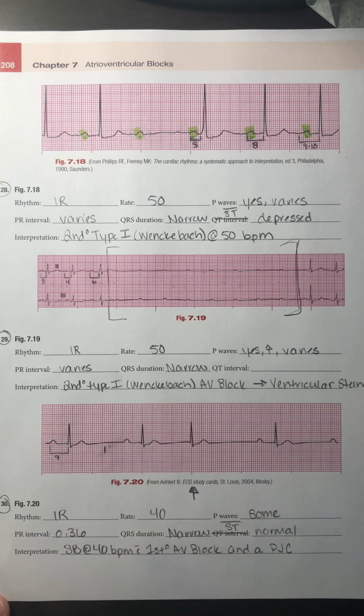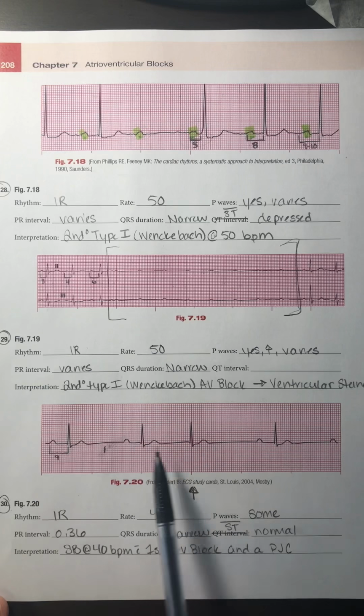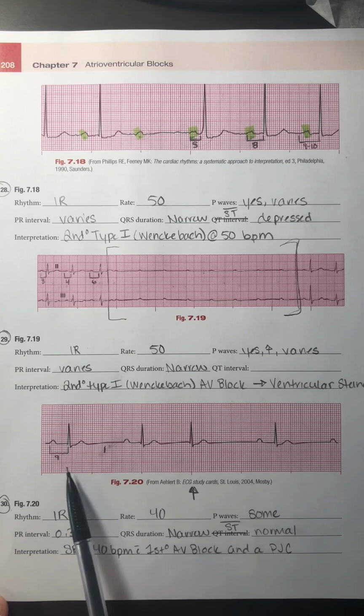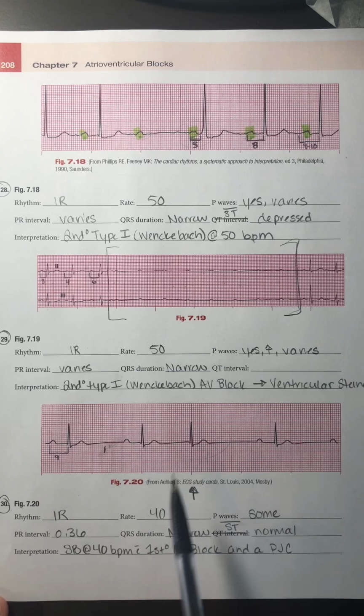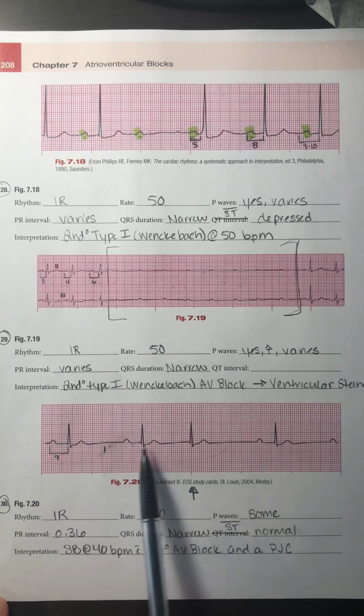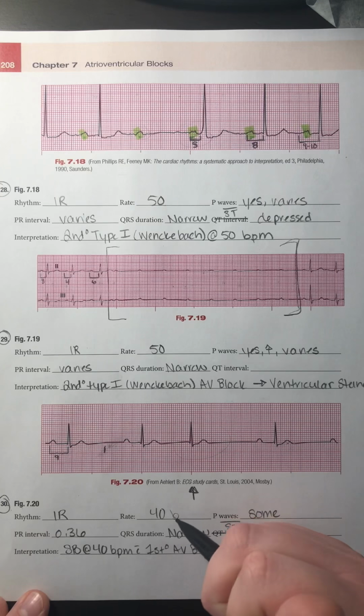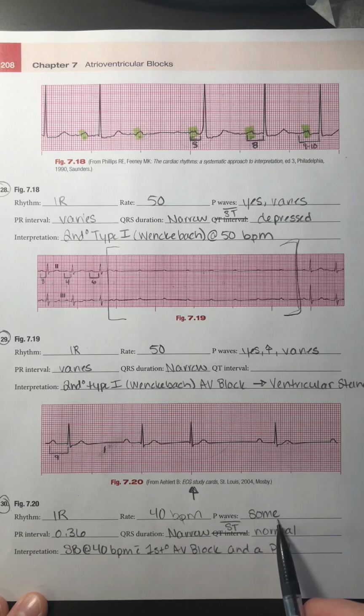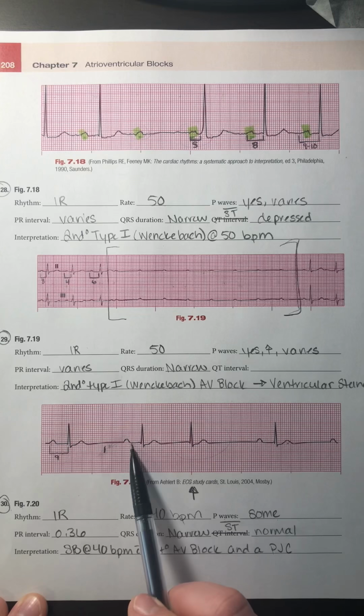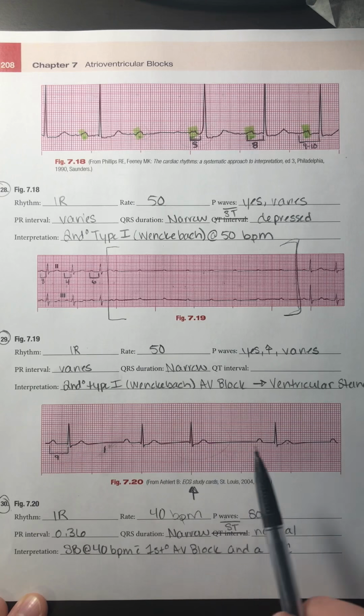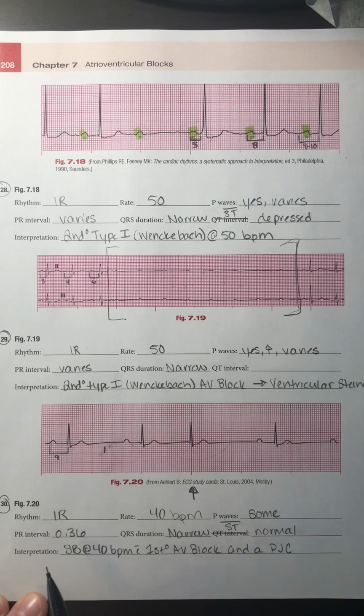All right, going down to number 30, figure 7.20. Regular or irregular? This is definitely irregular because this beat right here seems to come early. For my rate, I have 1, 2, 3, 4 times 10 gave me that 40 beats per minute. For my P waves, I put some because I have a P wave for this one, a P wave for this complex, no P wave here, and a P wave for this complex. Now my PR interval, very long here. It's 9 blocks long, so 9 times 0.04 seconds gave me that 0.36 seconds for my PR interval.